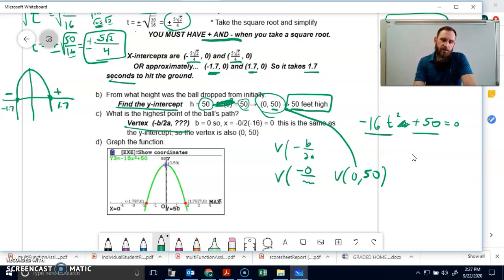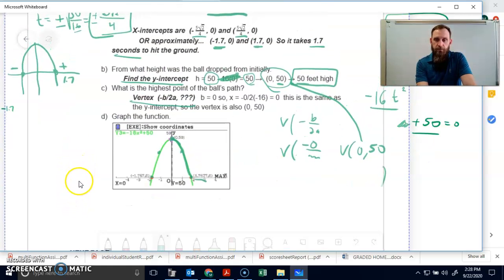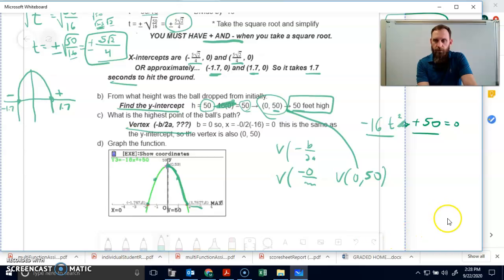And then we're going to graph these. You're going to graph them on paper. Here's my vertex and y-intercept. Here's my two x-intercepts. It might be good to get another point here, and then you can see that. So here's the path of the ball. They drop it from 50 feet. It's falling, falling, falling. 1.76 seconds later, it is hitting the ground. Okay? All right, so let's continue on.